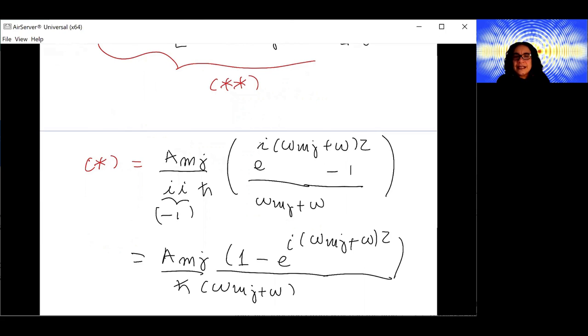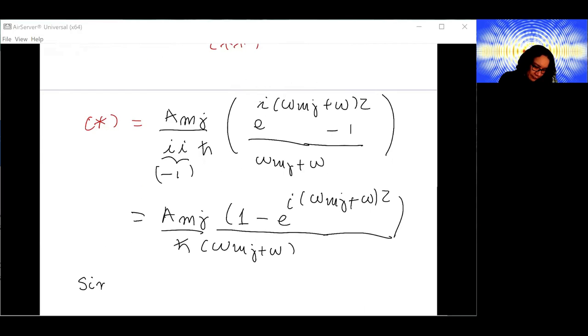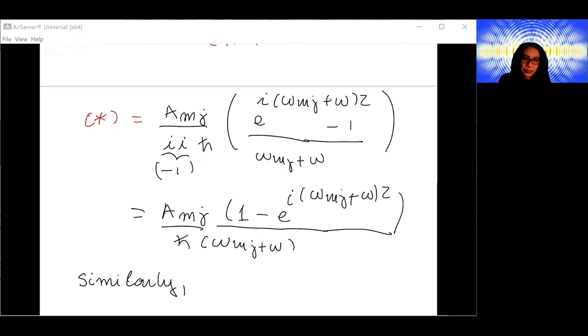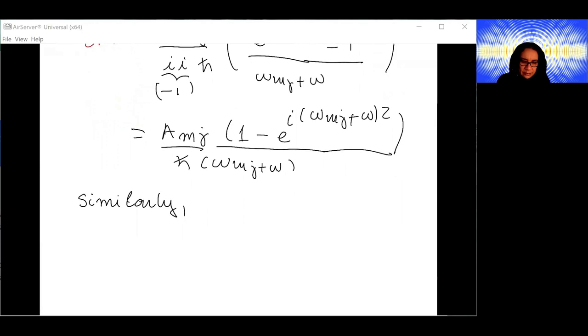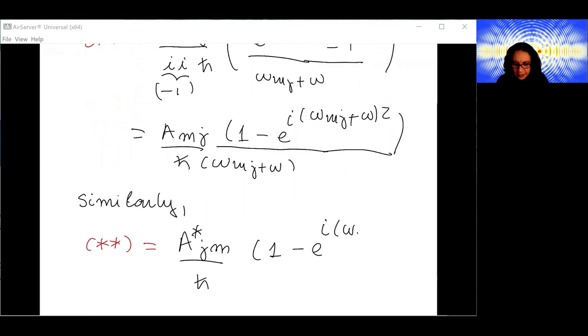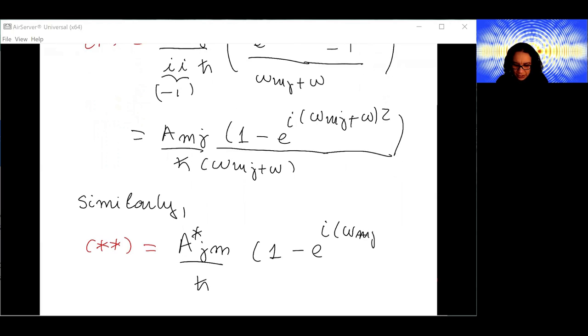Okay, similarly, we'll find that this other integral, which I called double star, is going to be A star Jm divided by h bar, 1 minus e^(i(omega mj minus omega)tau) divided by omega mj minus omega. Okay, so we're getting there.